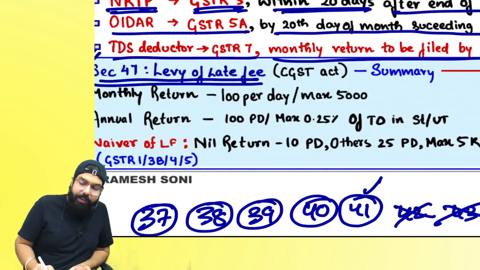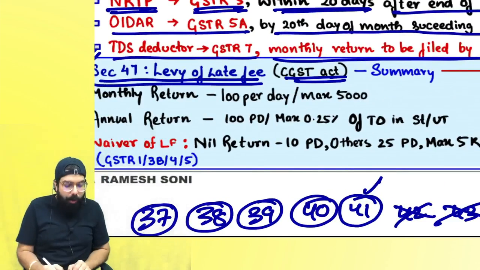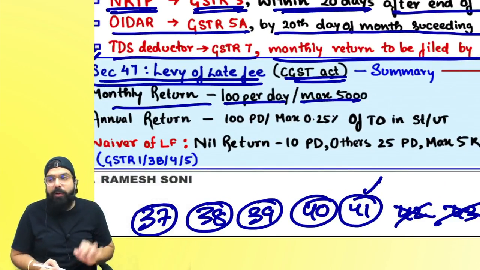Everyone over here, late fee under the CGST Act, I am telling you, originally for monthly returns it was rupees 100 per day, maximum 5,000.